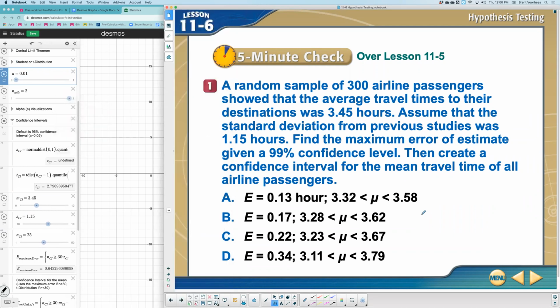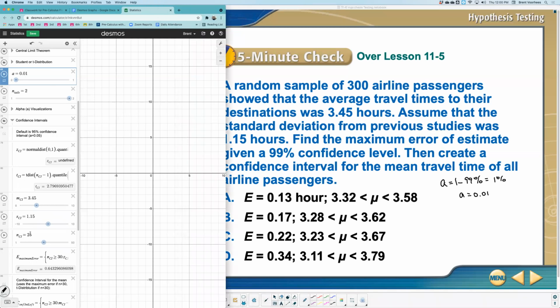Now, here's how I'm getting this. The alpha is always 1 minus that confidence level amount, which is 99%. So you subtract 99% from 1, or 100%, and we get 1%, which is the same thing as 0.01. So that's my alpha here.